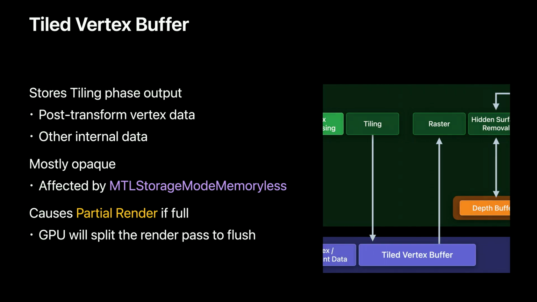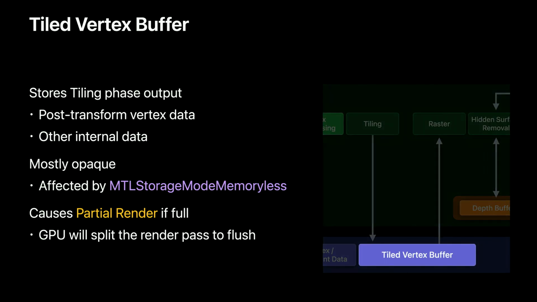Remember, our GPUs don't have a large pool of dedicated memory. So where does all this post-transform data go? It goes into the tile vertex buffer. The tile vertex buffer stores the tiling phase output, which includes the post-transform vertex data as well as other internal data. This data structure is mostly opaque to you. But it may cause a partial render if full. A partial render is when the GPU splits the render pass in order to flush the contents of that buffer. So the takeaway is for you to know that the tile vertex buffer exists, but don't worry too much over it. Okay, so far so good.